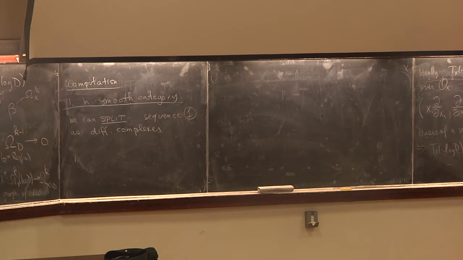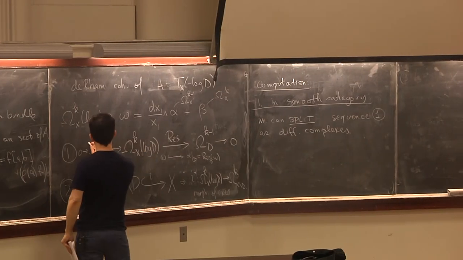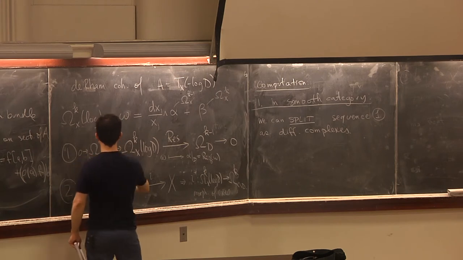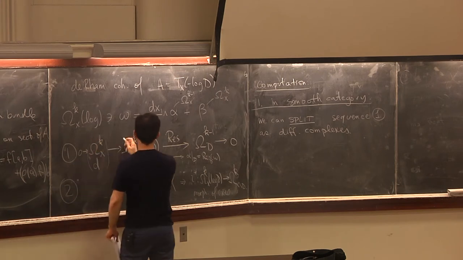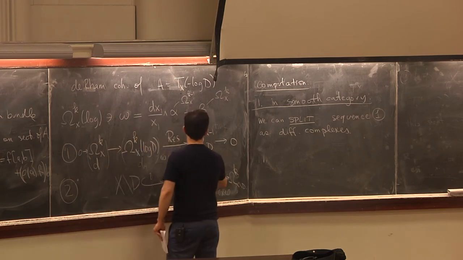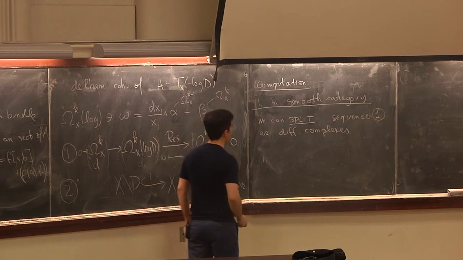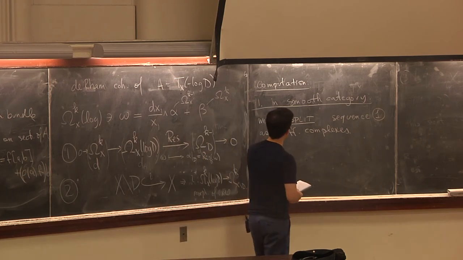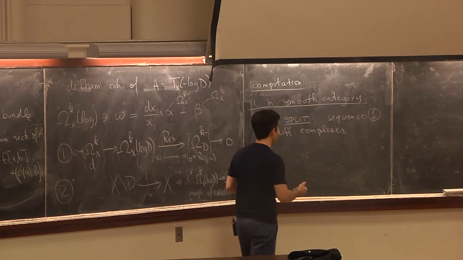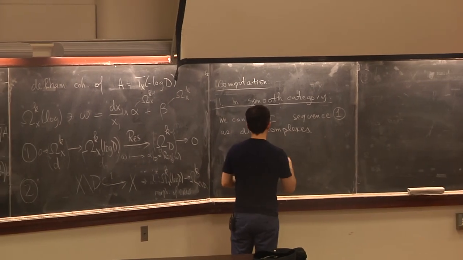So what I mean here is that this complex, well, let me put the differential operators underneath. So this is a complex, right? It has a differential. This has a complex dA, and this has a complex d. So this is a sequence of complexes. And the claim is that in the smooth category, we can split this thing as a sequence of complexes. So how do we see this?